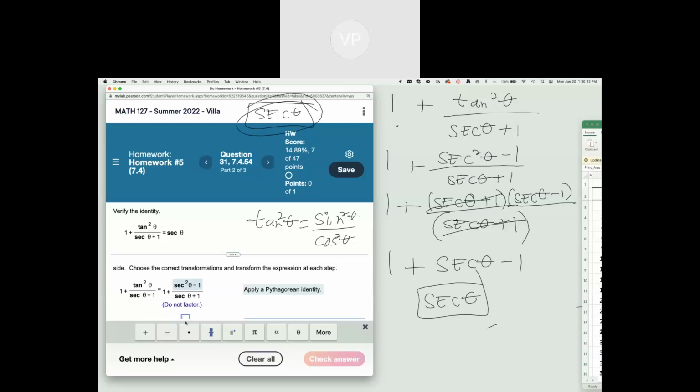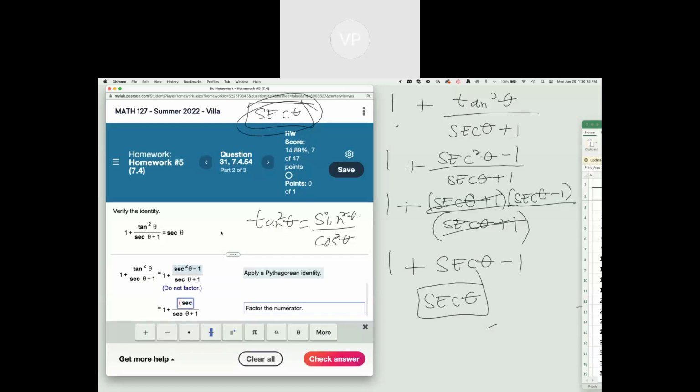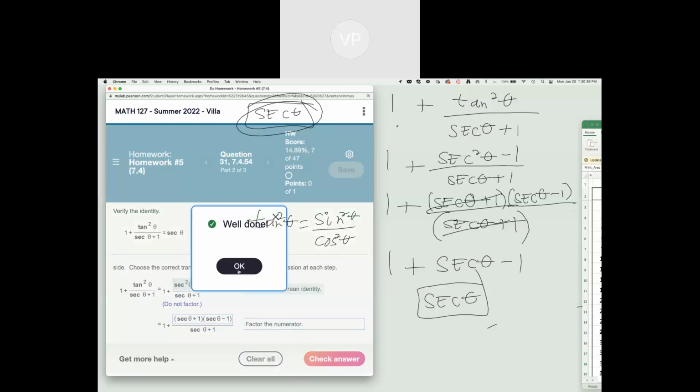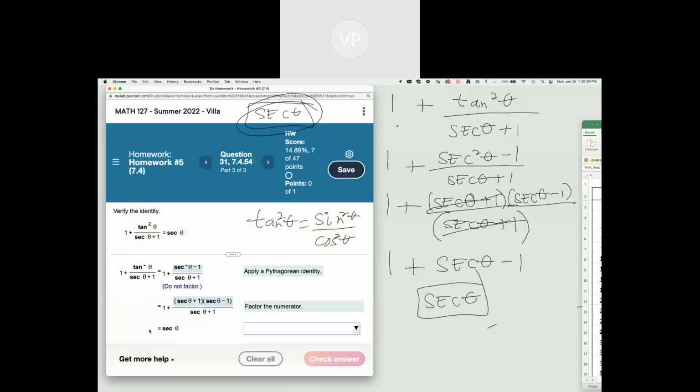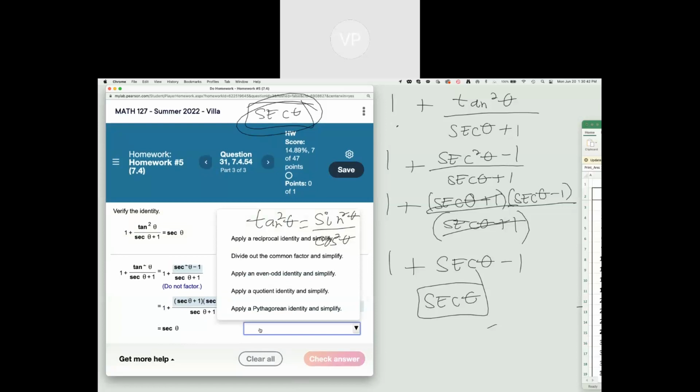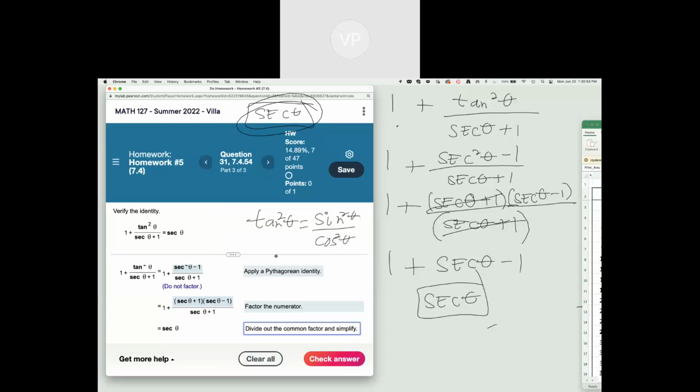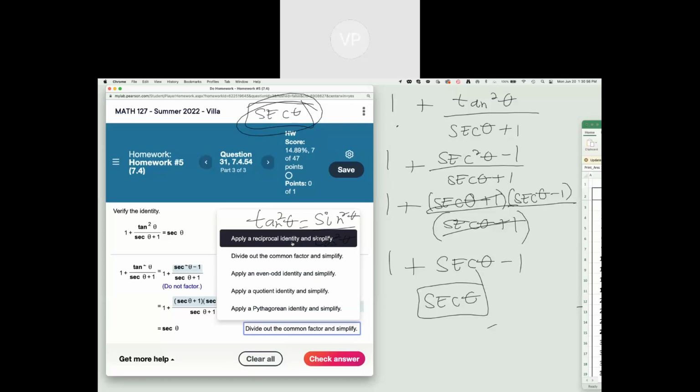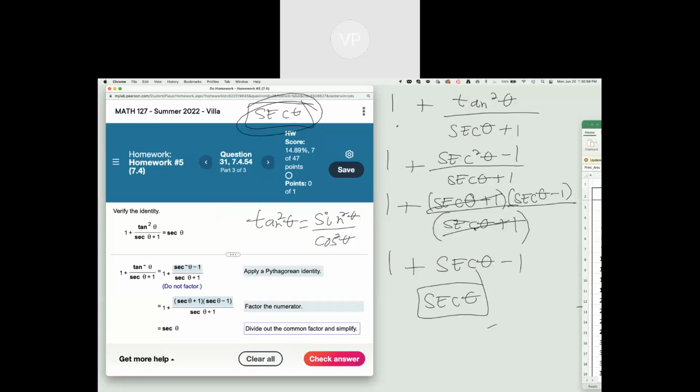Now I can go back, and this might be easier. Factor the numerator. Well, that's what I already did: secant theta plus 1 and secant theta minus 1. Check it. We're good. Third step. All this becomes secant. How? Well, let's see. What did I do? Applied an even odd, applied a quotient, divide out common factor, and simplify. Yeah, and I think that's the one we did here, because let's see. We didn't apply a reciprocal identity. And what I'm talking about is from this step right here to the end.